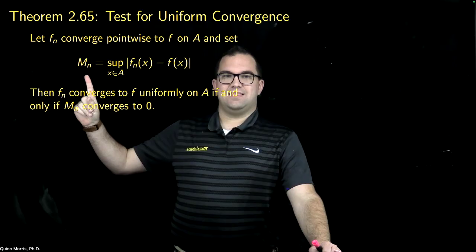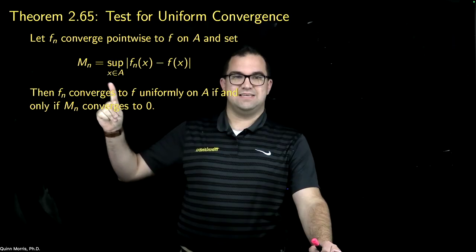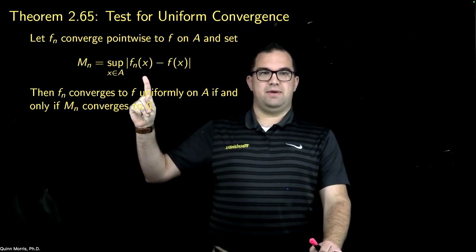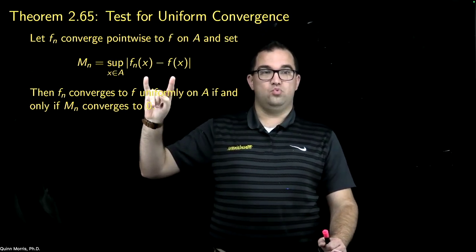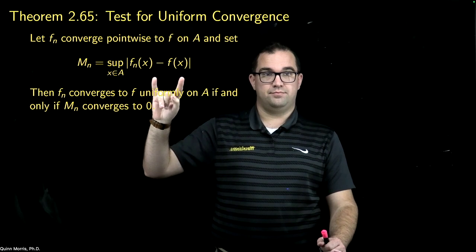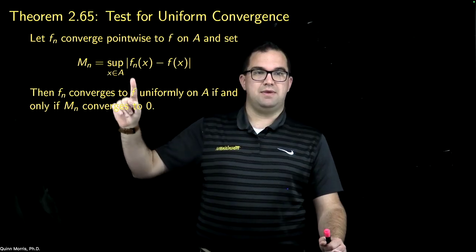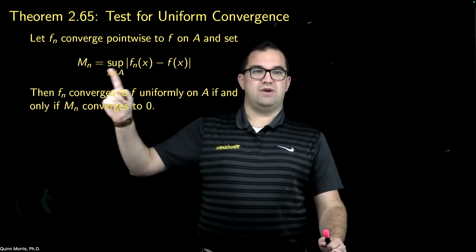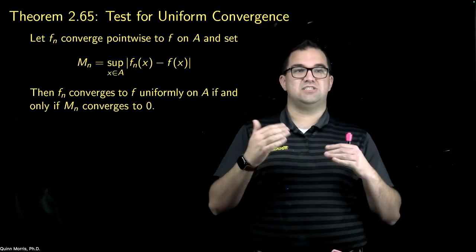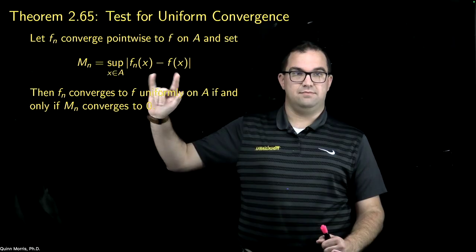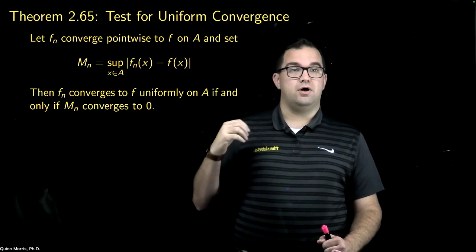And now I want to set this capital M sub n to be the supremum over all x in A of |f sub n of x minus f of x|. So the idea is this is the thing you want to make less than epsilon. So figure out what the biggest this difference could possibly be by looking at every x in your set A, right? This supremum over all x in A is the least upper bound of this quantity. Then if I can make that less than epsilon, then I'm good.